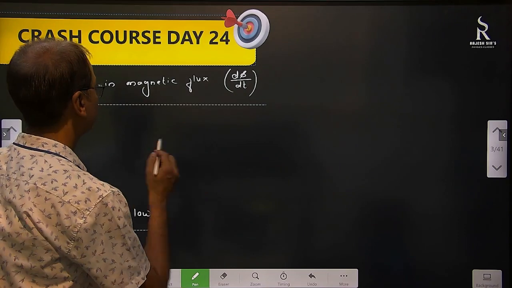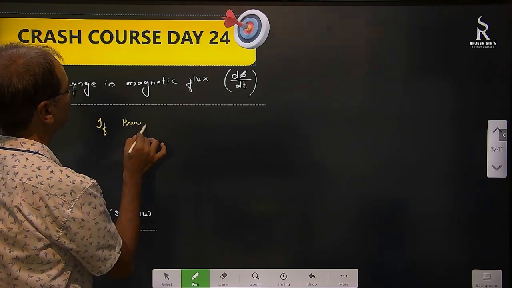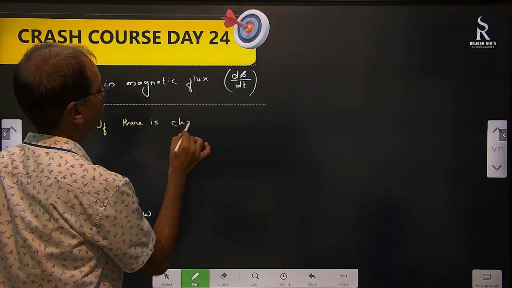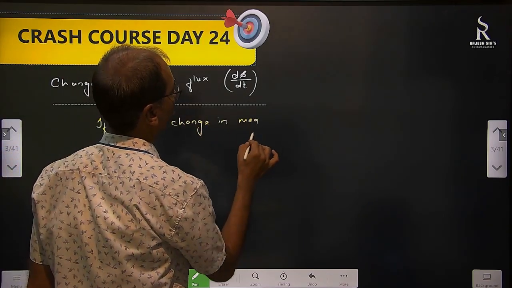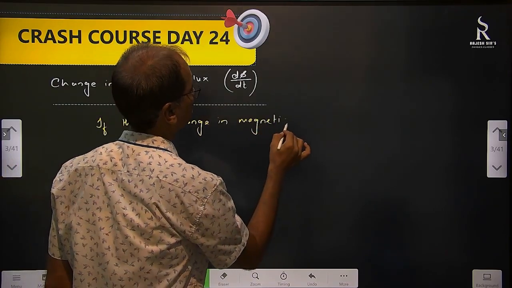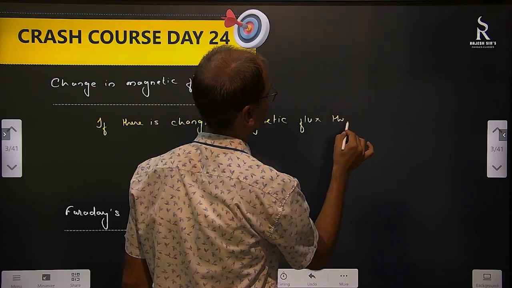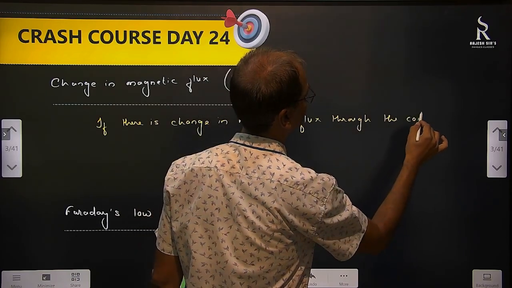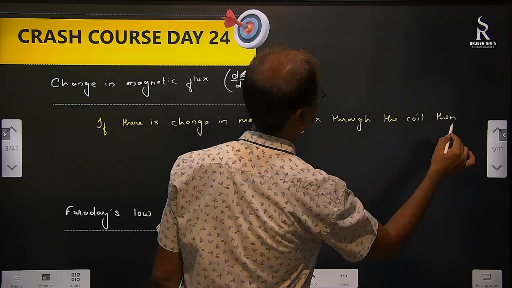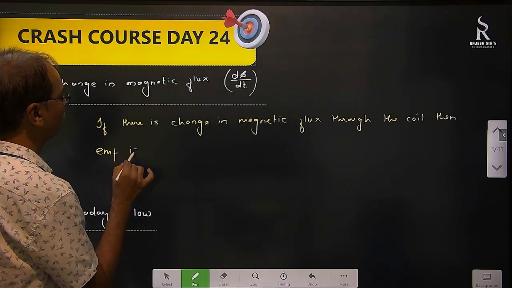Okay, if there is a change in magnetic flux through the coil, then EMF is induced in the coil.